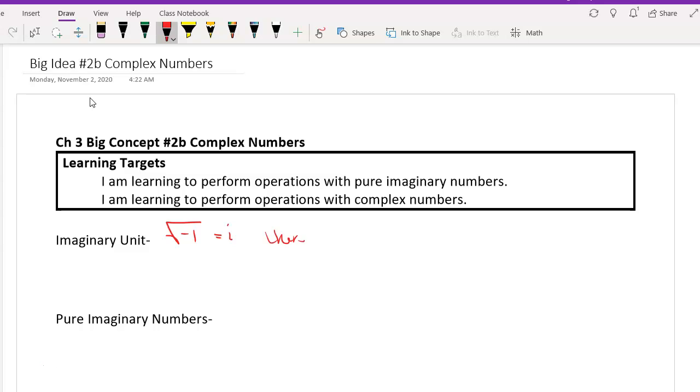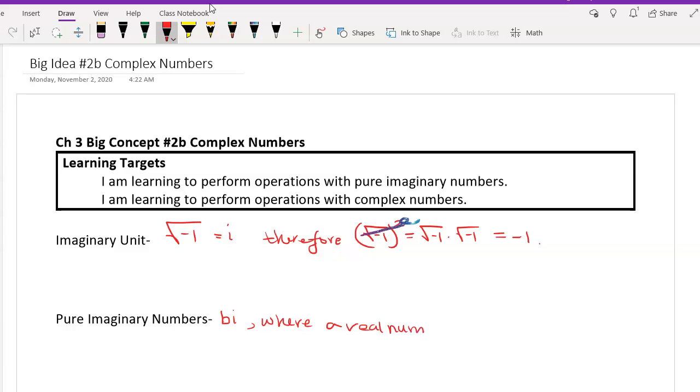So, therefore, what happens if I were to square the square root of -1? Well, I end up getting the square root of -1 times the square root of -1, which we know, a square root when squared cancels out, and I'm just left with the answer of -1. So that's what an imaginary number is. Pure imaginary numbers are of the form bi, where b is the real number attached to my imaginary.